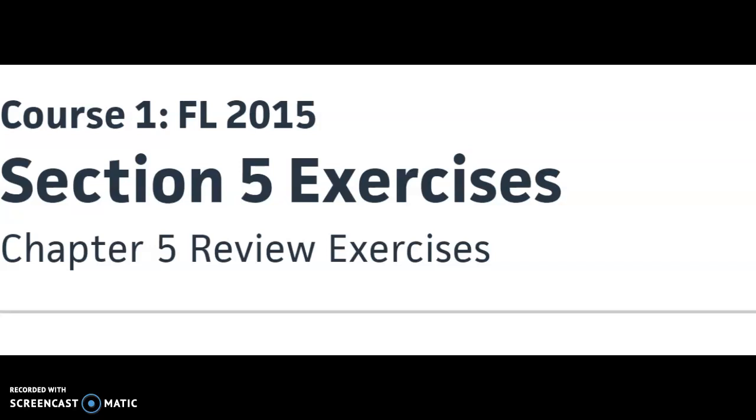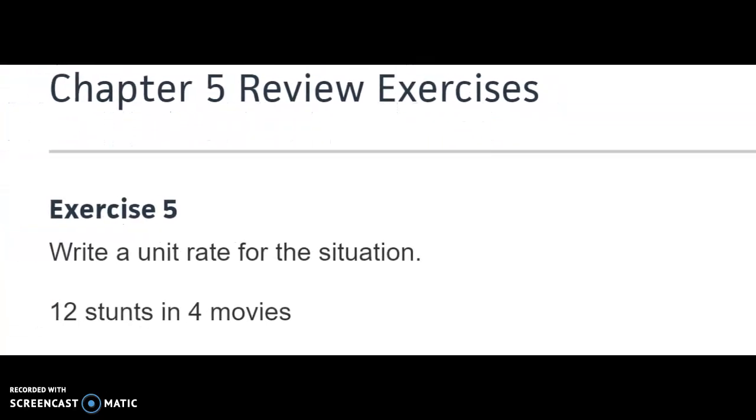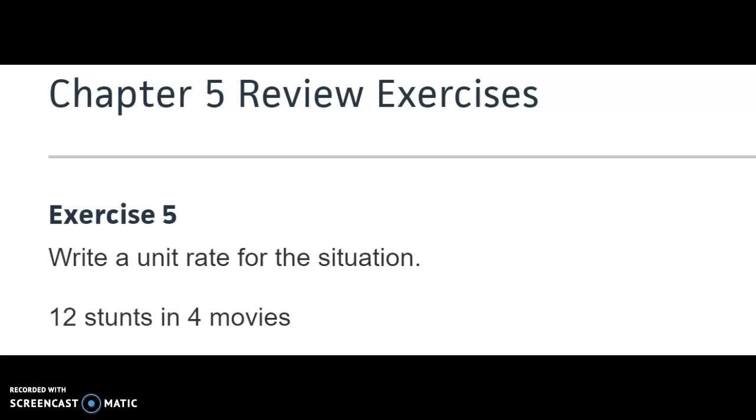Morning, we're in Big Ideas today, in the Chapter 5 review exercises, and we're on exercise 5. Write a unit rate for the situation: 12 stunts in 4 movies. Well, we know a unit means one, and the rate means how often something has happened. So how often is this happening in one movie?